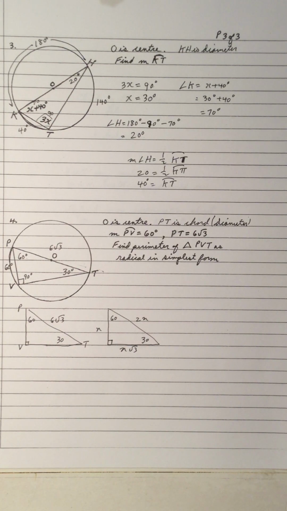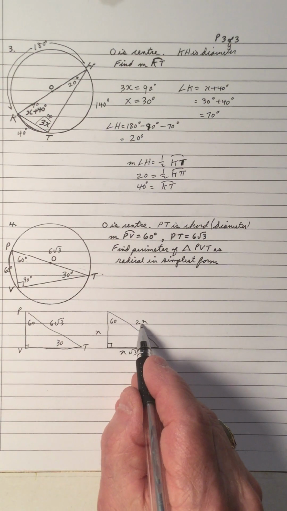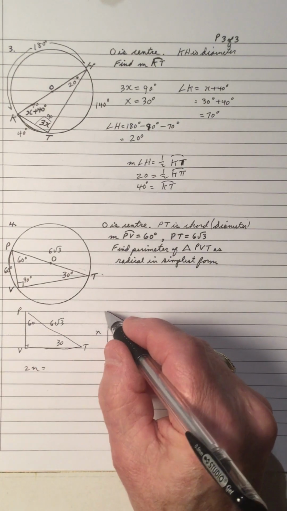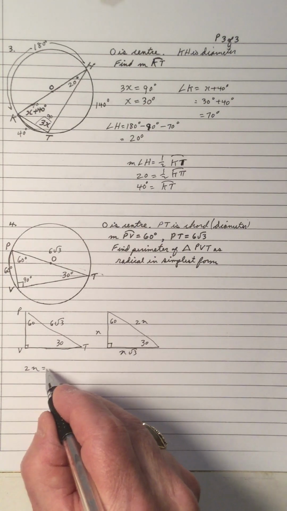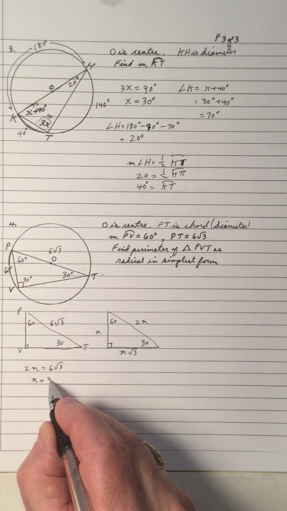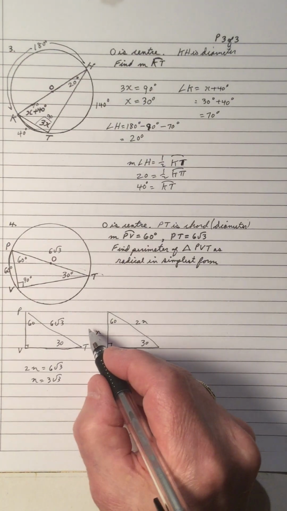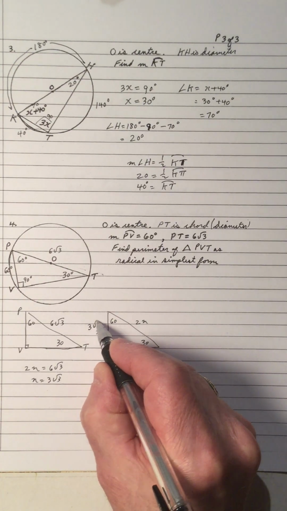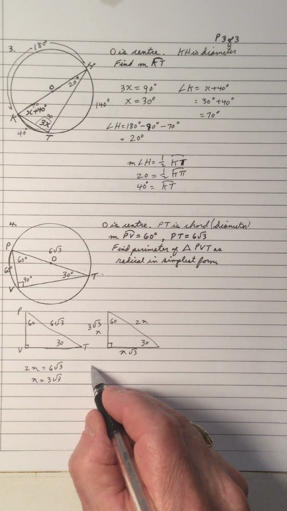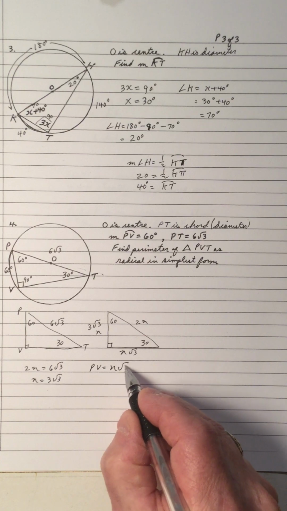If you look at it the way I do it, I match that 2n with PT, so 2n is 6 root 3. Divide by 2, and n is 3 root 3. So this side is 3 root 3. And PV here is n root 3.